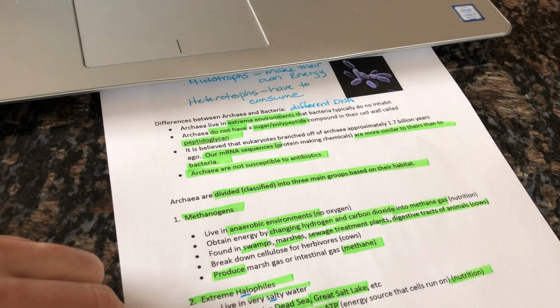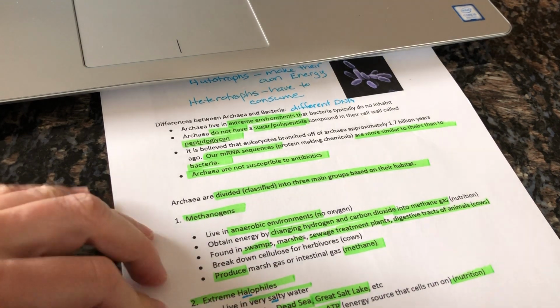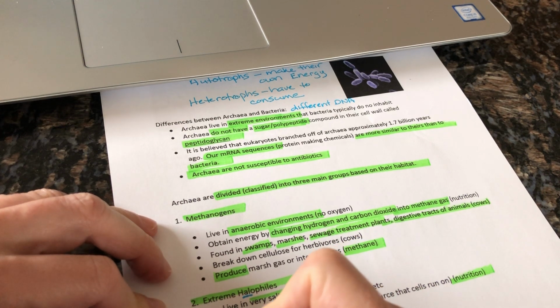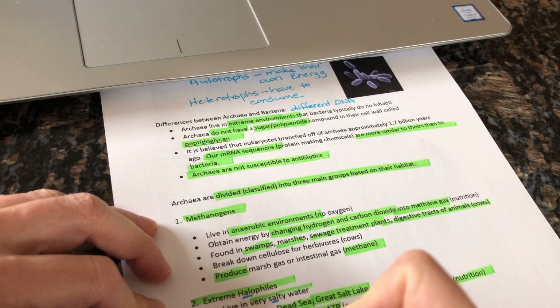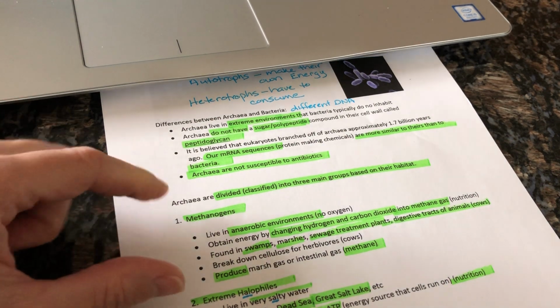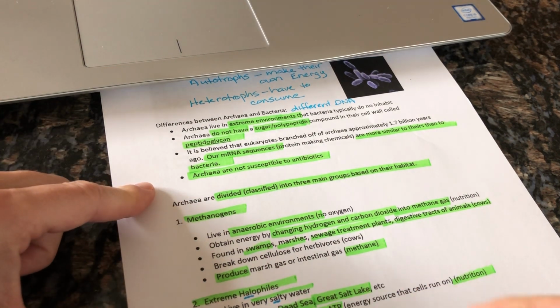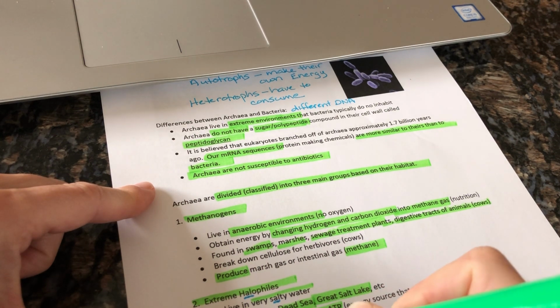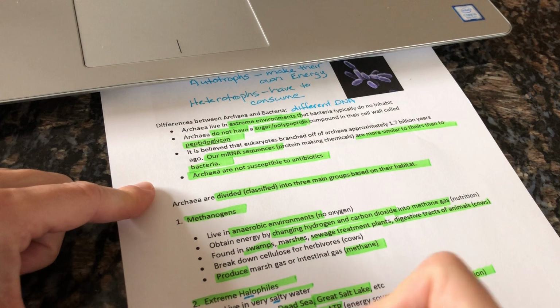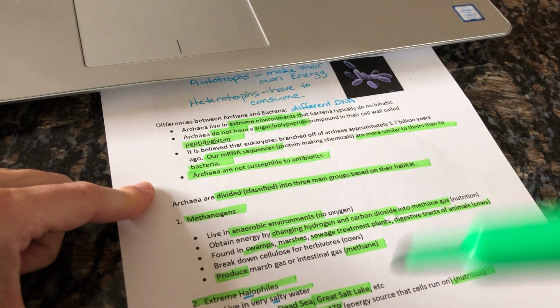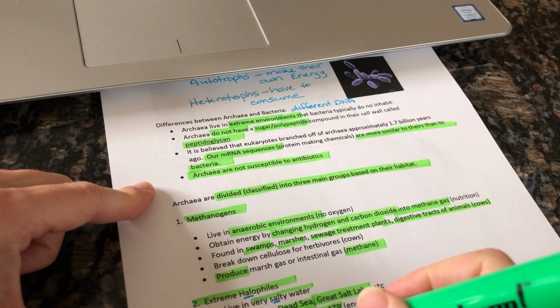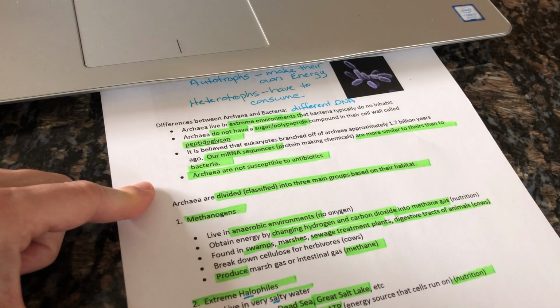Thermoacidophiles. Thermo means heat. Okay, thermos, right? Heat. And acido should be very clear, acid. So our last group of archaea live in very acidic environments that are extremely hot. So they live in, that should say hot, I just rewrote this note, so that's a spelling error. They live in extremely hot water, anything at 110 degrees Celsius and above, and acidic water at a pH of 2.